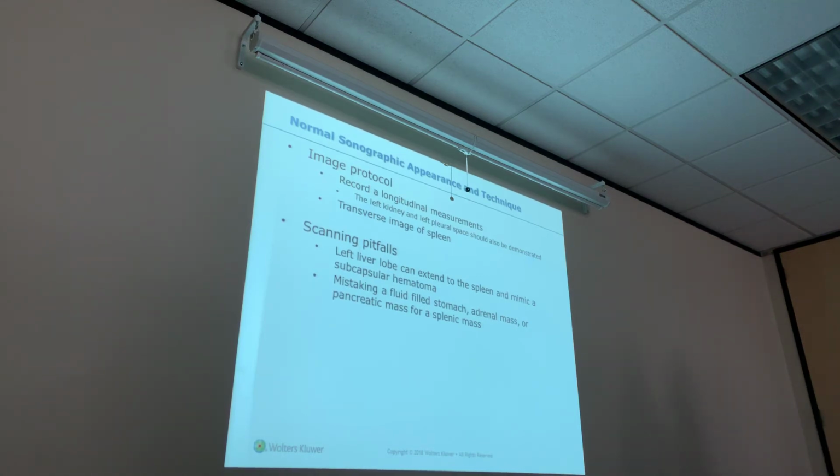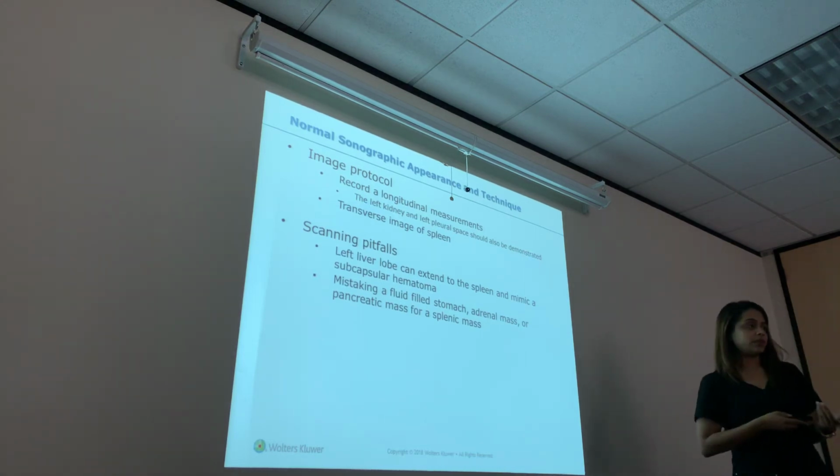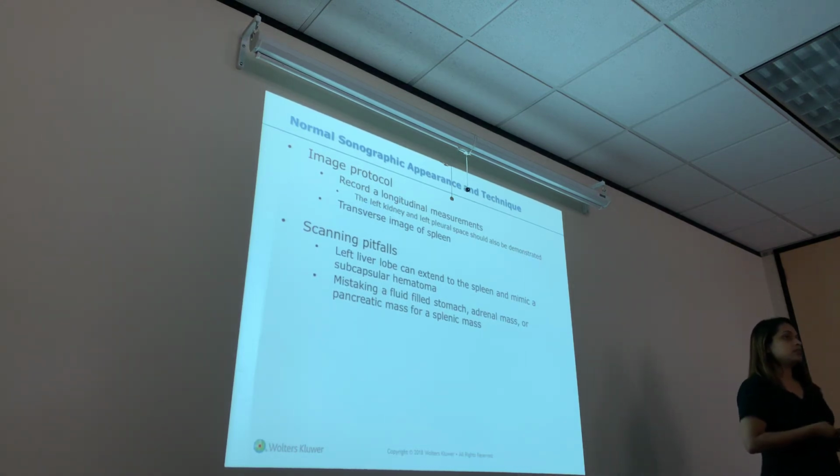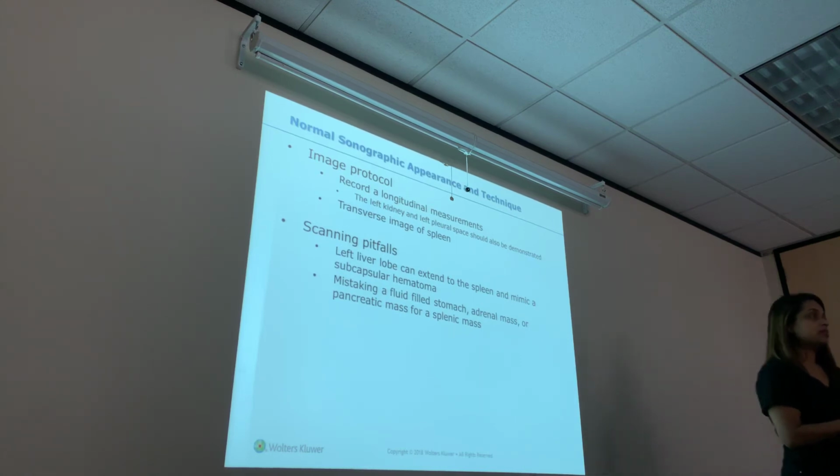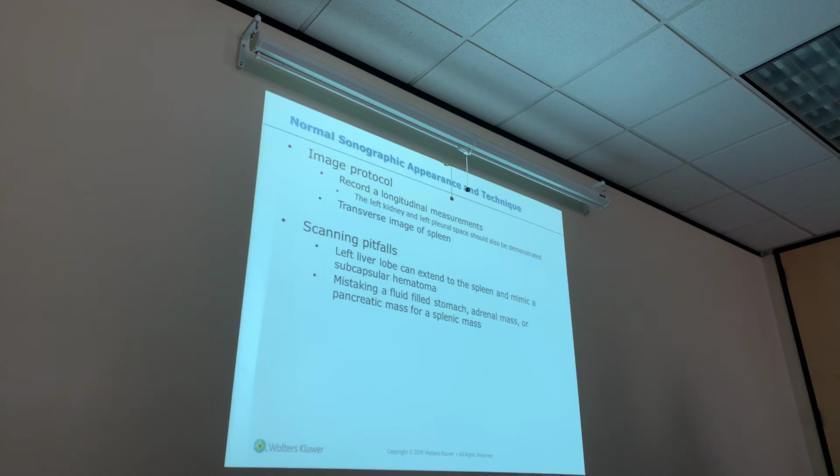So what are some scanning pitfalls? The patient's left liver lobe can extend all the way out to the left side. Sometimes whenever it does that, it can mimic some type of pathology, like a hematoma, because you're gonna see extra tissue there and you're like, what is this? So make sure you're able to differentiate if it is liver or if it is actually the spleen. Or mistaking a fluid-filled stomach, because the stomach is located to what compared to the spleen? Anterior, because it's so close, so you could possibly be looking at the stomach and get it mistaken for something else.